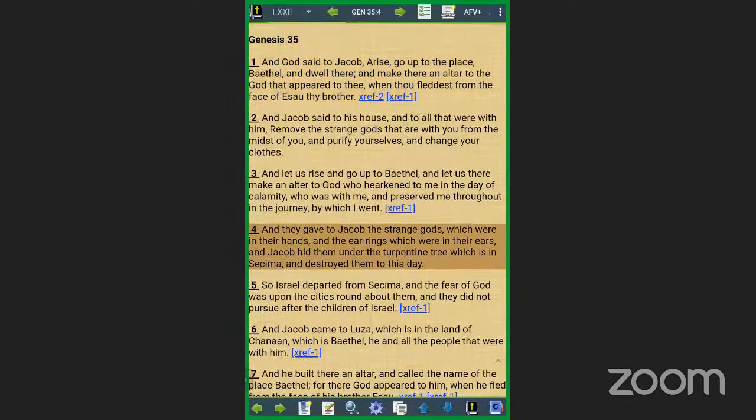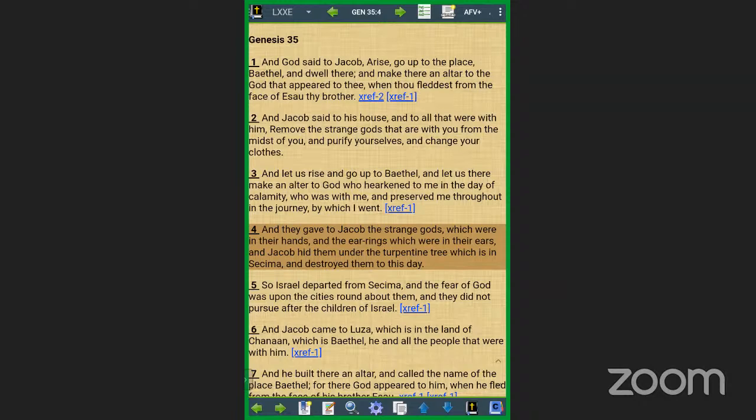Okay, so it says here in the Septuagint, and they gave to Yaqub the strange mighty ones which were in their hands, and the earrings which were in their ears. And Yaqub hid them under the turpentine tree, which is in Sakima, and destroyed them to this day. So basically, it's showing that from that point on, those idols were never rebuilt, since it has the phrase "unto this day," meaning when Masha's writing Genesis.